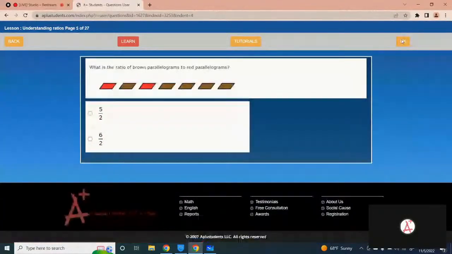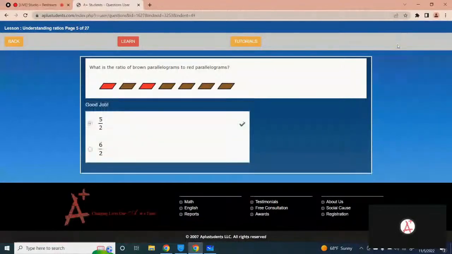What is the ratio of brown parallelograms to the red parallelograms? One, two, three, four, five. Five of them are brown and two of them are red. So brown to red would be 5/2. Got it? Five of them are brown and two of them are red. So it would be 5/2. Just select the correct option and click on the OK button.